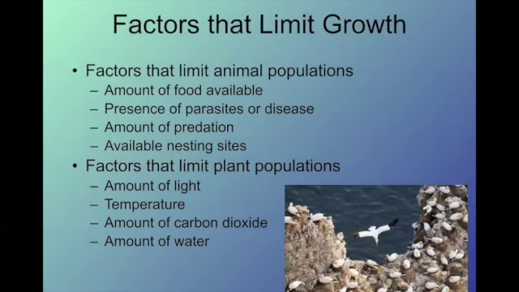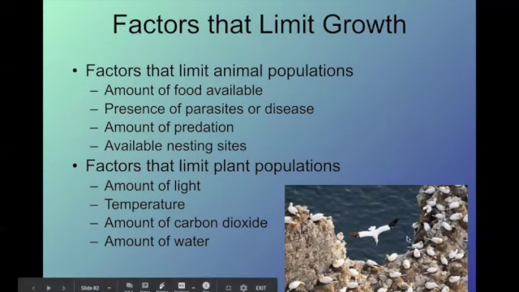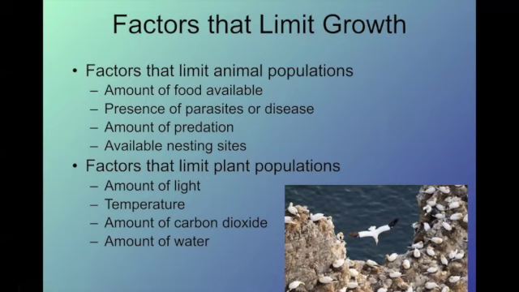Factors that limit animal populations tend to be food, parasites, disease, predation, and nesting sites. If you think about these birds, they each want their own piece of the rock. And if Buddy flies in late and all of these rocks are taken, he doesn't get to have babies that year. So that's how nesting sites become a limiting factor for an animal population. For plant populations, it's the amount of light, the temperature, carbon dioxide, and water availability.